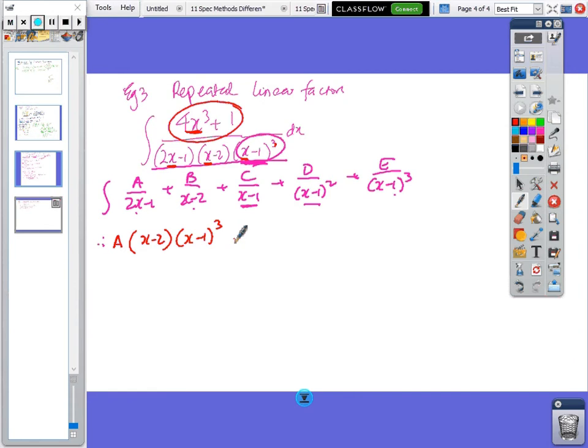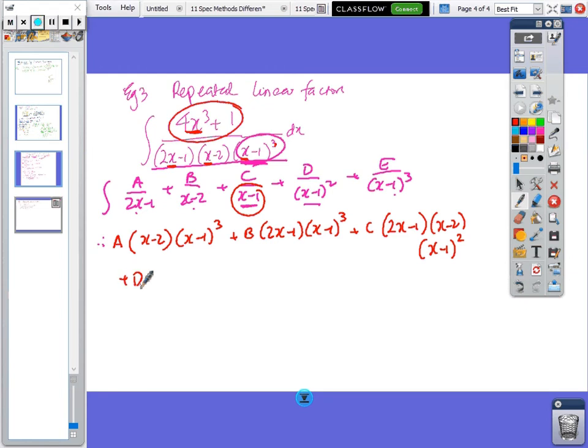Plus B. So B needs 2x minus 1, and it needs all the x minus 1s. And then C needs the 2x minus 1, x minus 2. Now it's got one of them, so it needs another 2 to make up to the 3. And D needs the 2x minus 1, the x minus 2. It's got 2 of them. The highest is 3, so it just needs another one. And the last one, E. E's already got 3 of them, so it just needs these 2 over here.